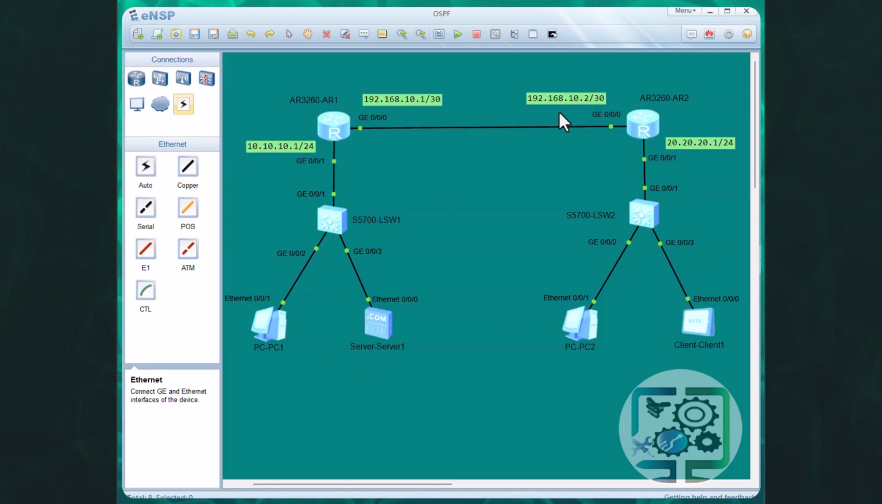This is our IP addressing scheme: 192.168.10.1/30 on this interface, and 10.2/30 on this interface. 20.20.20.1 will be the address of the gateway interface on router 2, and 10.10.10.1/24 will be configured on the gateway interface on router 1. Similarly, IP addresses in the same network range will be configured on the devices in this LAN and also on this LAN.